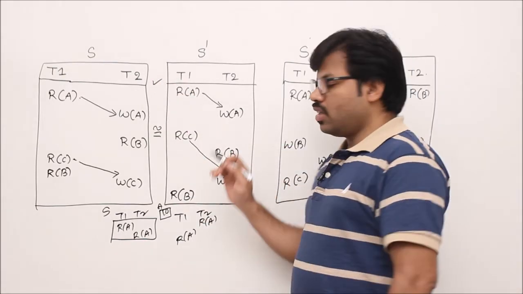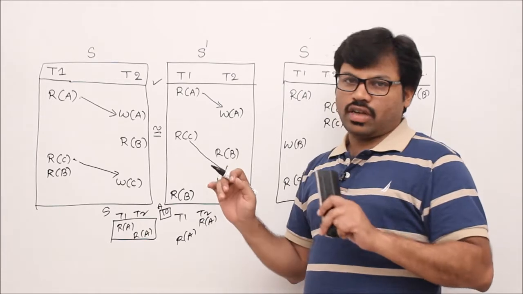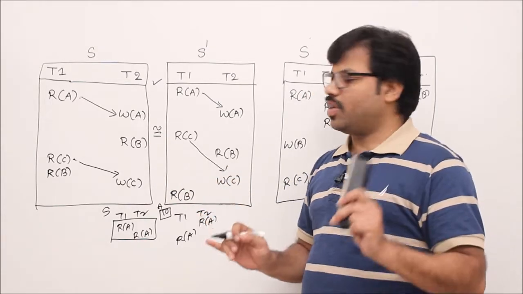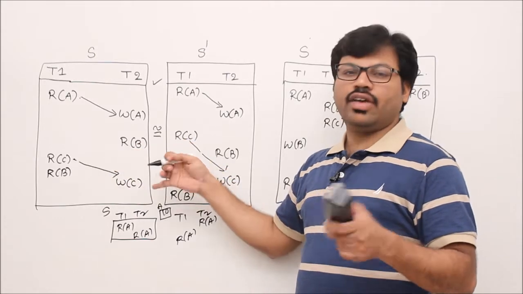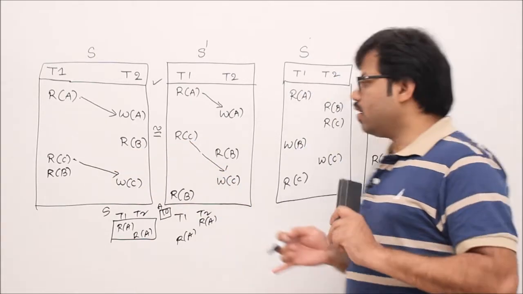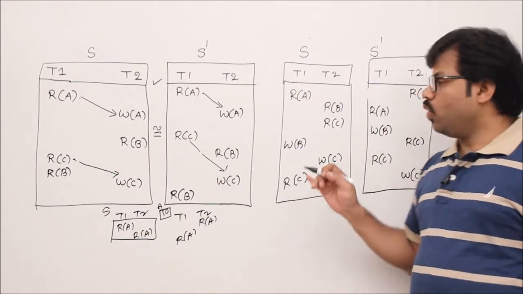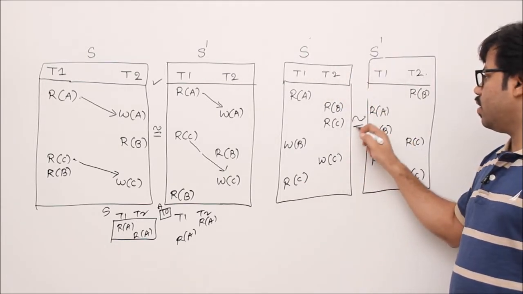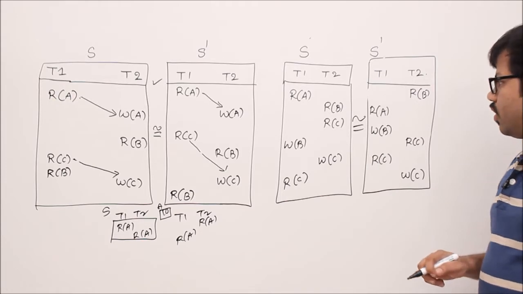That means I am not saying that they are good. I am not saying that they are bad, but they have the same goodness. That means if left is good, right is good. Left is bad, right is bad. Right? Now we'll come to this one. One more. Are S and S dash equivalent? Using the conflict definition, we will see.